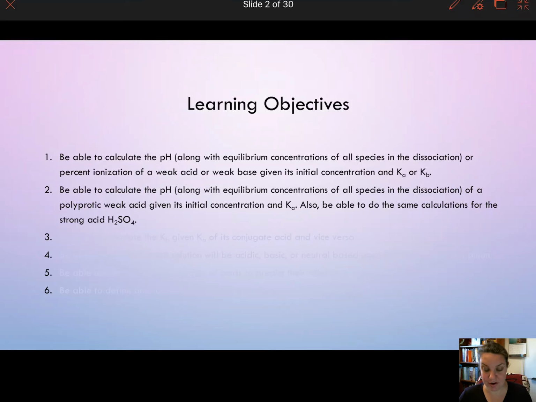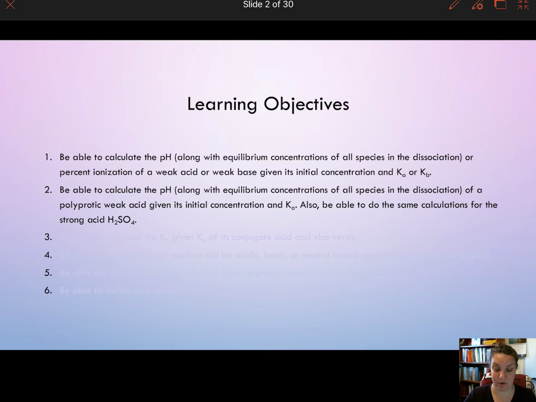Hello. In today's video we're going to look at Chapter 16, Lecture 14. We're going to be going over pH for weak acids and weak bases. We're also going to be looking at percent ionization of those weak acids and weak bases, given initial concentrations and Kas or Kbs. Then we're going to be looking at calculating pHs with equilibrium concentrations and equilibrium concentrations of polyprotic acids, given initial concentration and Ka.